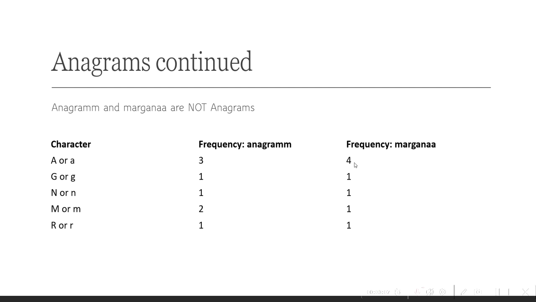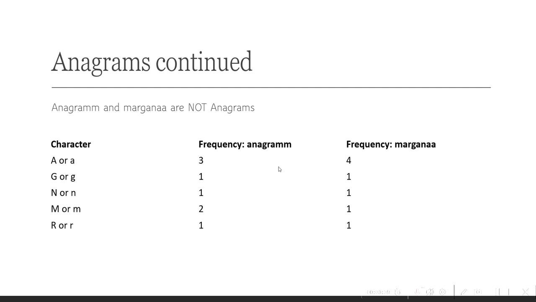If you see, these frequencies don't match. The frequency of A in the first string is 3 and in the second string is 4. They don't match. Let's take the example of M: M is also not matching. M occurs twice in the first string and only once in the second string. So these strings are not anagrams, because the frequencies of the characters in each of these strings are different. Hope this is clear.